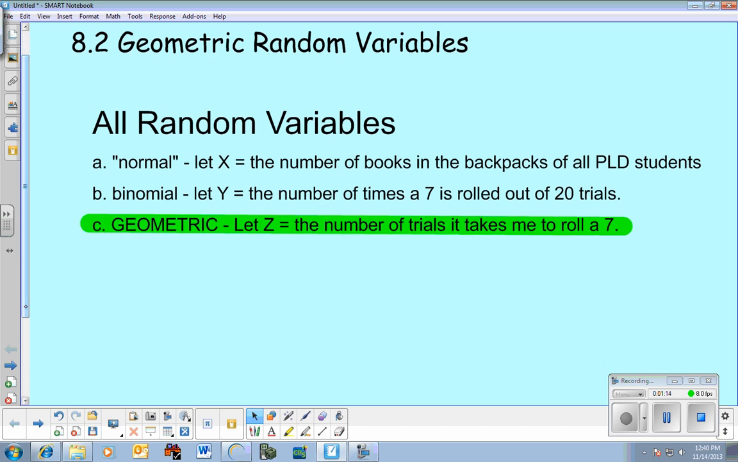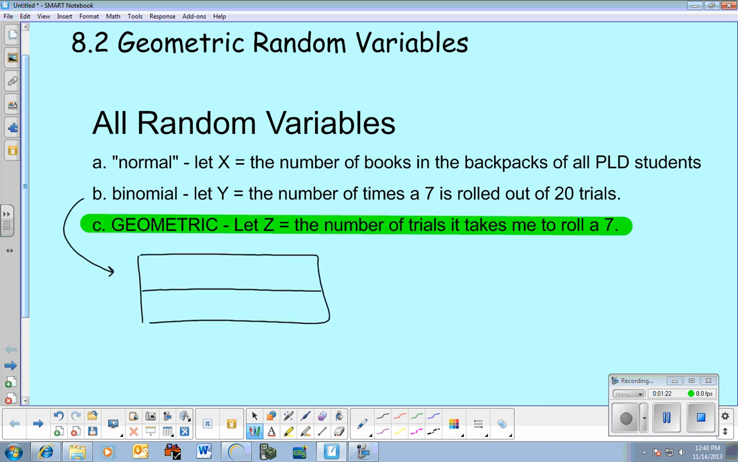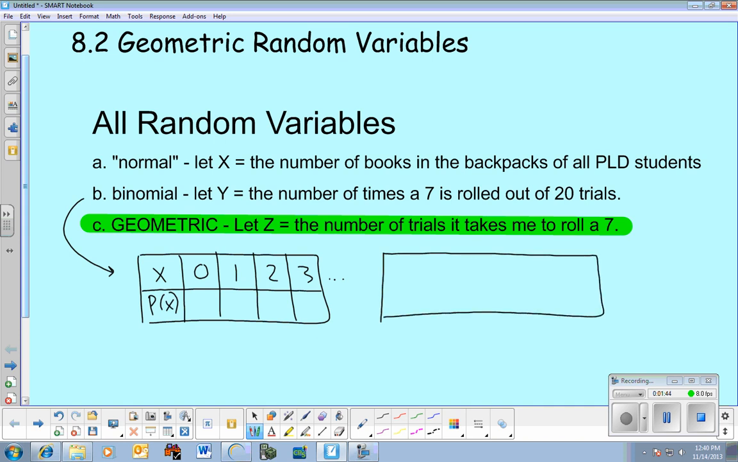In terms of the graph or in terms of the distribution, a binomial is going to look kind of like this. If x is the number of successes, we're going to always have 0 as an option up to however many trials we have, because you could succeed 0 times or you could succeed all of the times. Geometric's going to be a little different in that there is no 0 option.